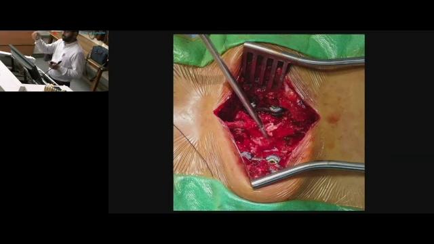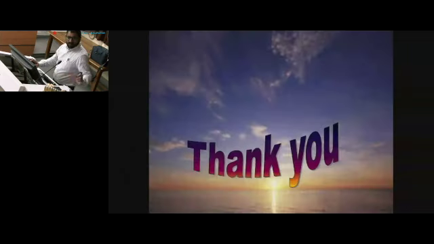So you go lateral, you remove the facet, go inside the disc space, decompress the disc first, then you take out the chunk of disc which has come out. Okay, so this is it. Thank you. That's it for today.